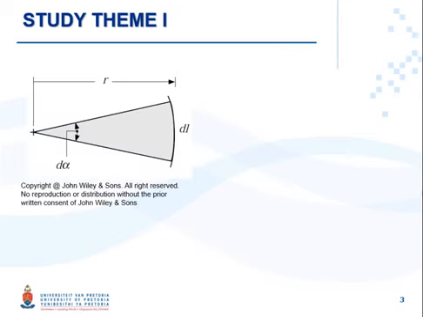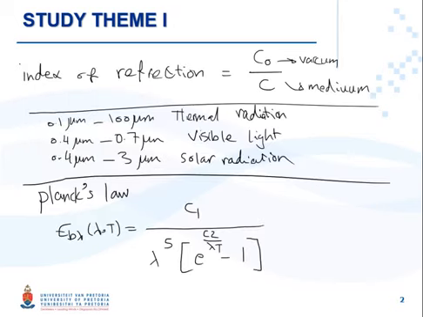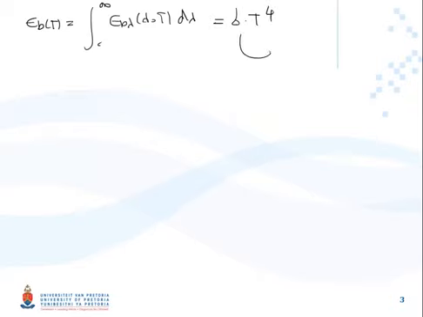We also integrated for all the wavelengths. When we integrated for all the wavelengths, 0 to infinity of E_b lambda (lambda, T) d lambda, we realized that it is equal to sigma T^4, where sigma is the Stefan-Boltzmann constant.